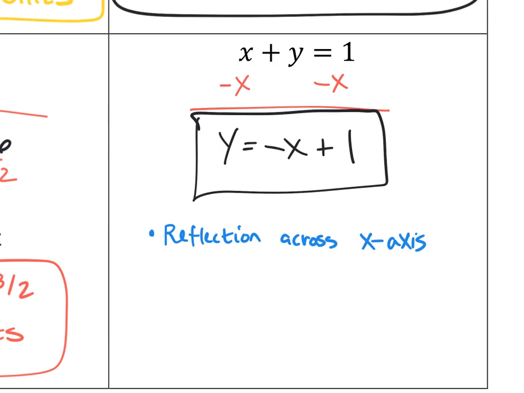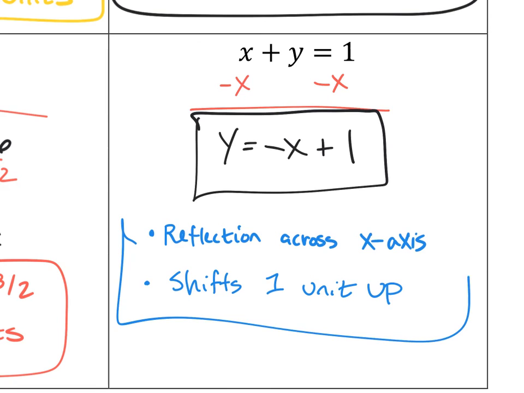Number 2, what is our slope? 1. 1, because there's a negative there, but there's no number, so it's the number 1. Does 1 change anything about a stretch or a shrink? No. So we ignore it. We go to the last one. It's a positive 1. So that is what? It shifts 1 unit up.